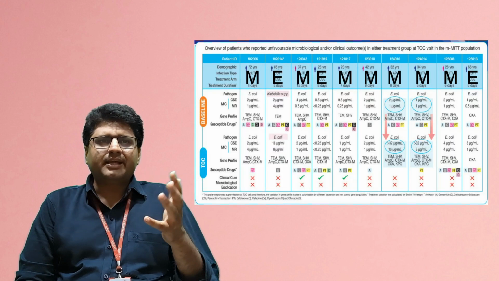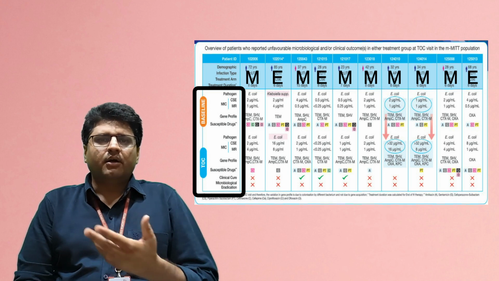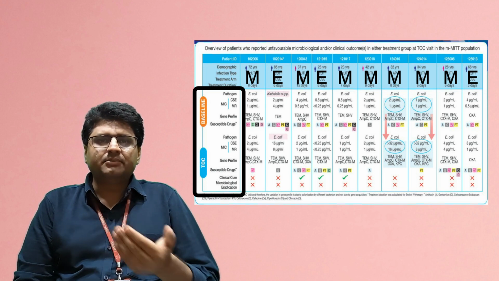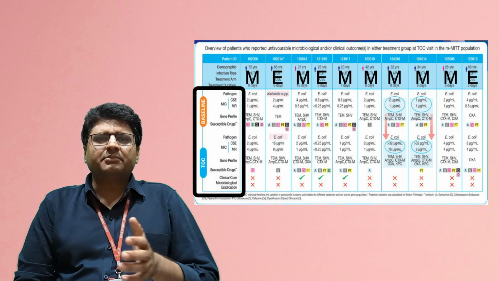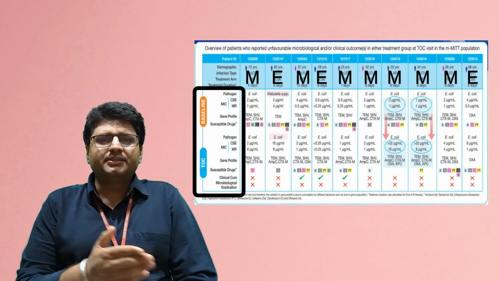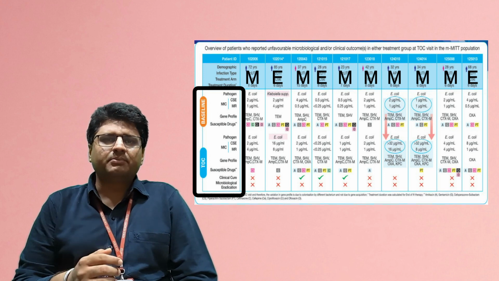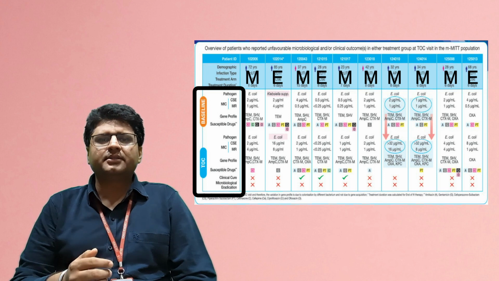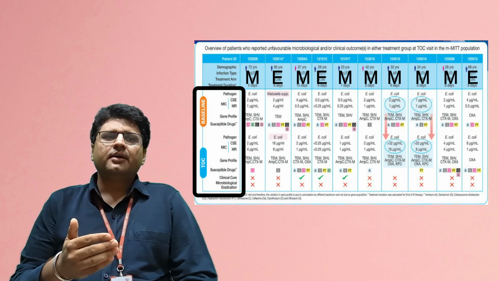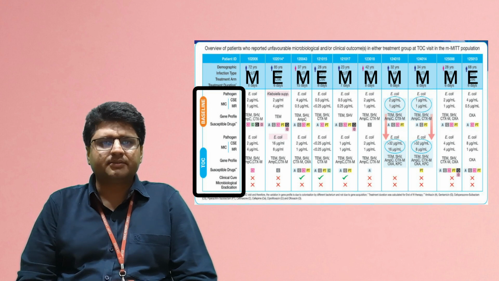At baseline, the MIC values of Elores and meropenem were analyzed. Apart from that, the gene profiles and the susceptible drugs were analyzed. Similarly, at TOC, the MIC values of Elores and meropenem, the gene profile of the pathogens involved, and susceptible drugs were analyzed, and as we know, at TOC the clinical cure and microbiological eradication were also analyzed.